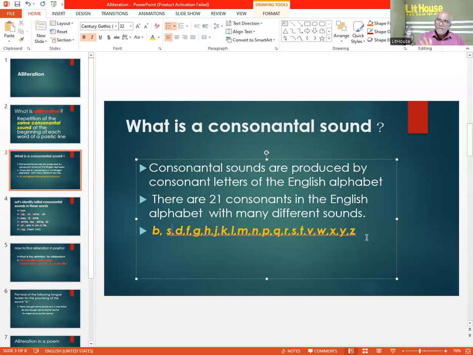These 21 consonants have different sounds. Now, remember, we say B, C, D, F. Actually, they are the names of these letters.